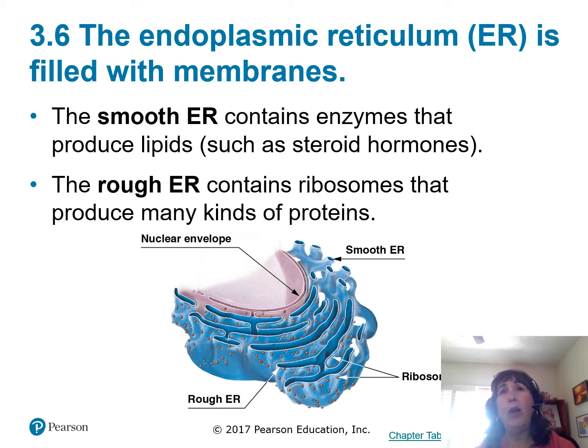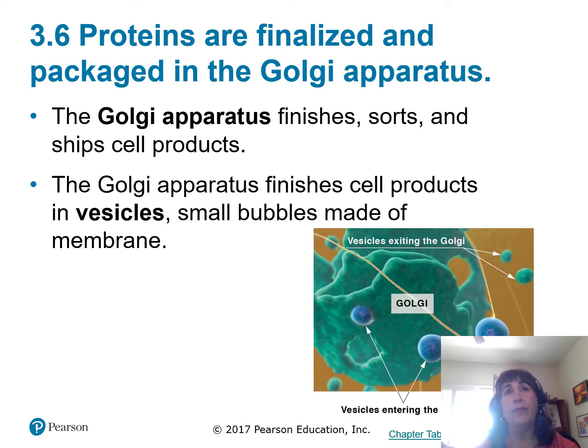The smooth ER contains enzymes that produce lipids, and rough ER contains ribosomes that produce proteins. So actually the rough ER is where protein manufacturing takes place.